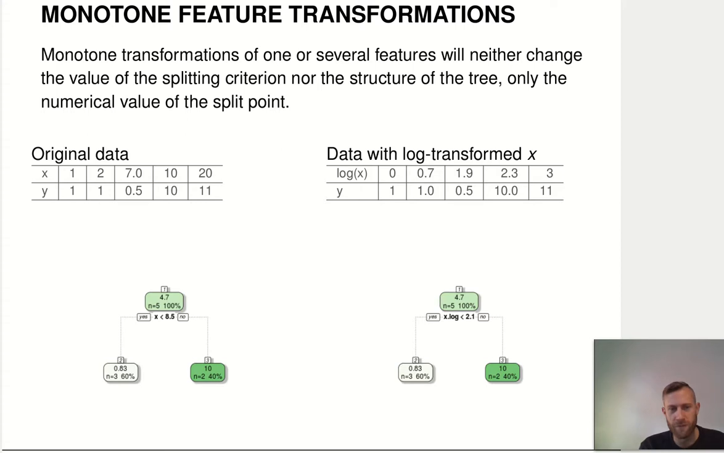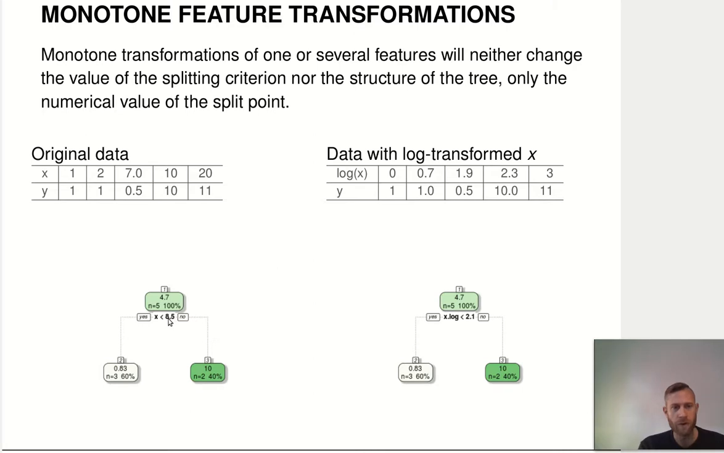So for this example here, say you have x: 1, 2, 7, 10, 20, and you have y's: 1, 1, 0.5, 10, 11. Then the best split point along x, you can just see that, is something between 7 and 10. Like we said, we always take the middle between two neighboring values.